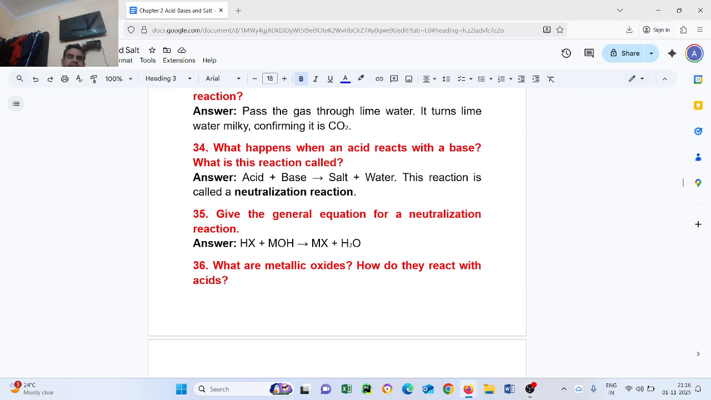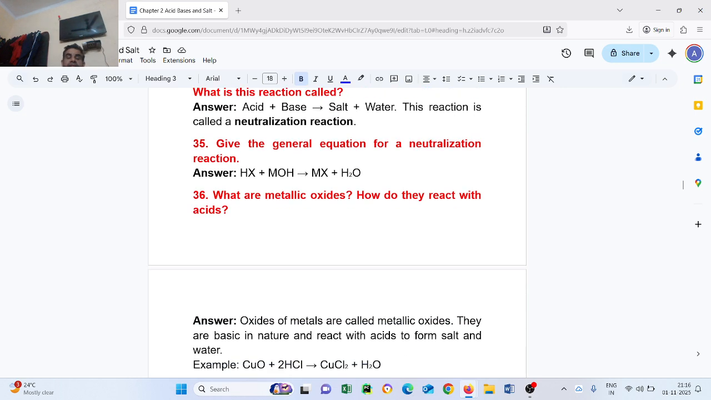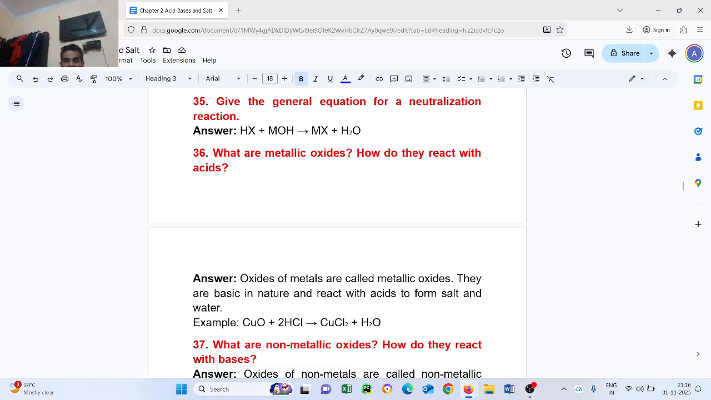Question number 36. What are metallic oxides? How do they react with acid? Oxides of metals are called metallic oxides. They are basic in nature and react with acid to form salt and water. Copper oxide plus HCl gives CuCl2 plus H2O.